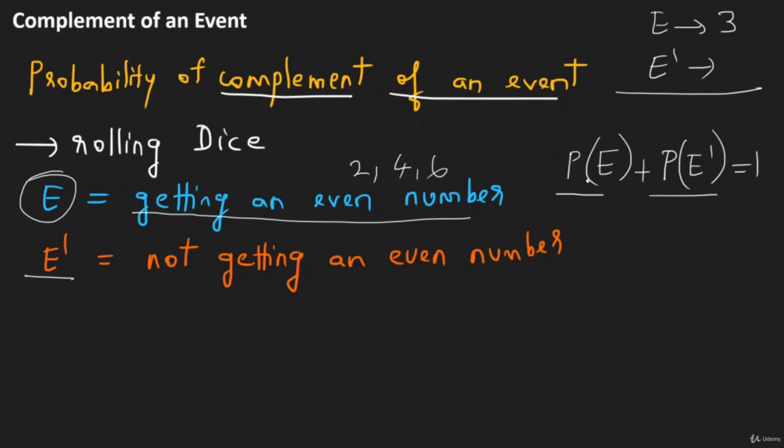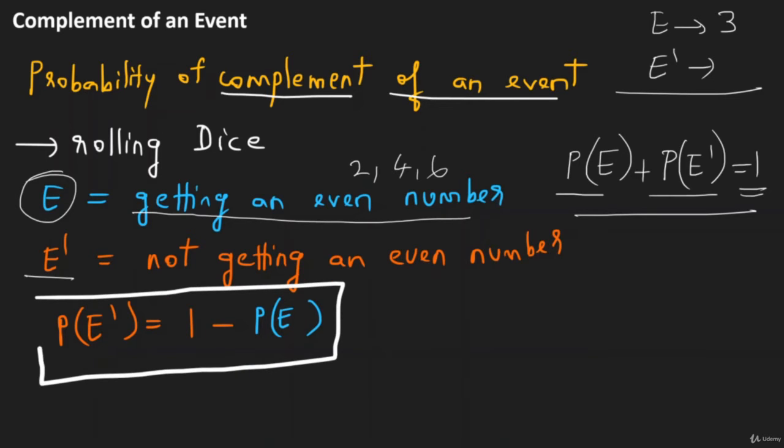In this case also, the probability of the event plus the probability of the complement of the event would be equal to 1. Therefore, we can find out that the probability of not getting the event is equal to 1 minus the probability of getting the event.